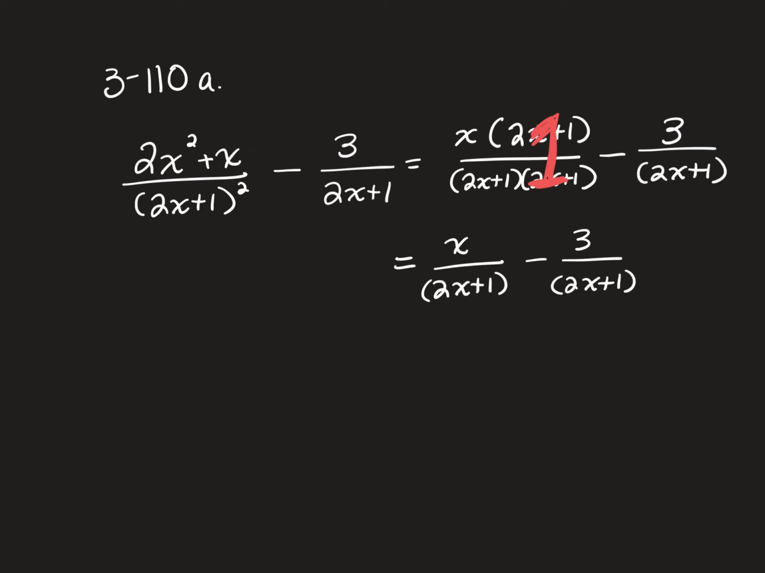Now that I have all the giant 1s gone, I compare my denominators, and this time the denominators are already the same. They are already common denominators. So I can go ahead and write this as one fraction over my common denominator, and then subtract my numerators. And we don't have any other giant 1s, so that's it.